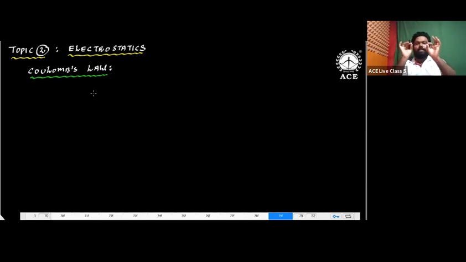What is Coulomb's law here? If there are two charges, isn't it? This is how it starts in your physics. If they are like charges, they'll repel each other. If they are unlike charges, they'll attract each other. And the force of attraction or repulsion between them is proportional to the product of the charges, and it is inversely proportional to the square of the distance between them.